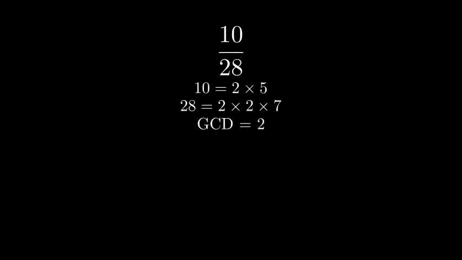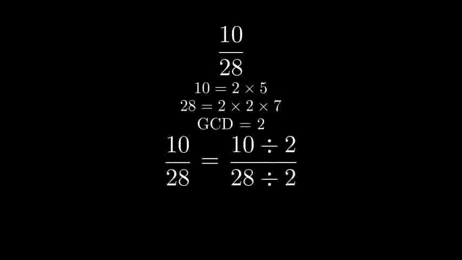Let's factorize both numbers to find common divisors. 10 is the product of 2 times 5. 28 is the product of 2 times 2 times 7. As we can see, both numbers have a factor of 2. We can divide both the numerator and the denominator by 2.